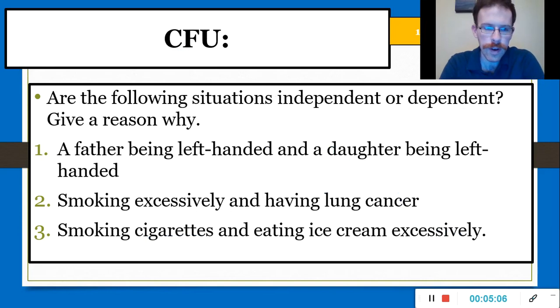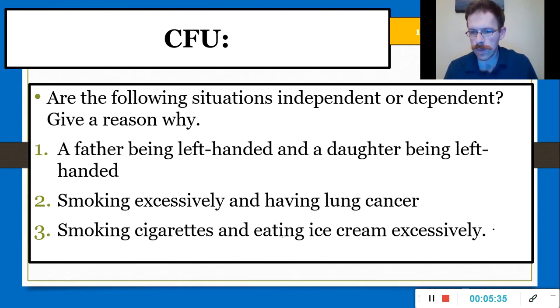Now, take a moment, pause the video, work these out on your own, and think of a reason why it would be one or the other. Are the following situations independent or dependent? Give a reason why. A father being left-handed and a daughter being left-handed, smoking excessively and having lung cancer, smoking cigarettes and eating ice cream excessively. Once again, pause the video, work them out on your own, think of a reason why.